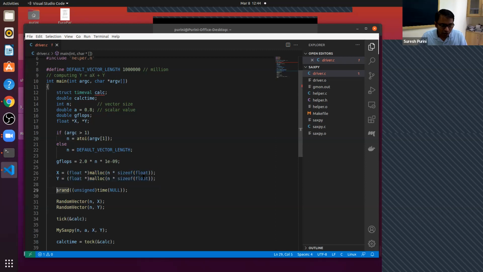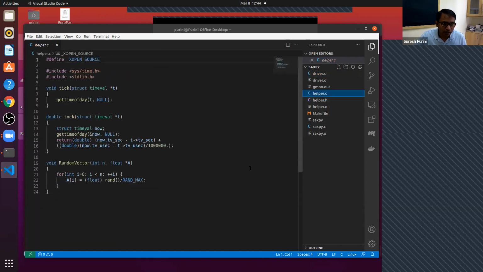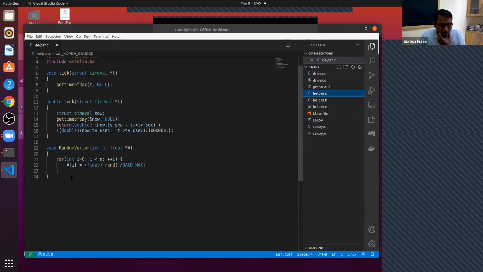All right. And then we allocate two vectors from the heap, and we initialize these two vectors to random vectors. If you go and see helper.c, this is the place where we are generating these random vectors. So we are initializing these two random vectors. This is there in the helper.c file.